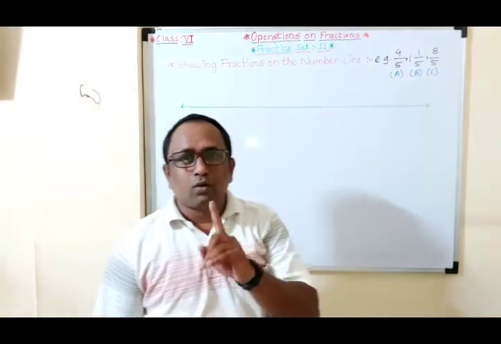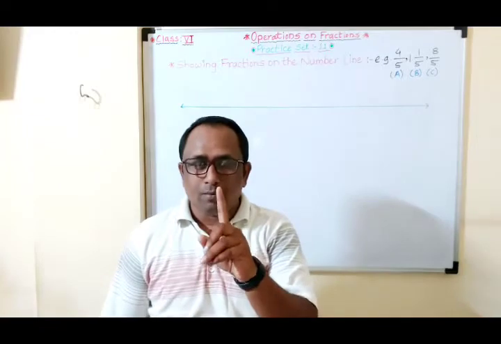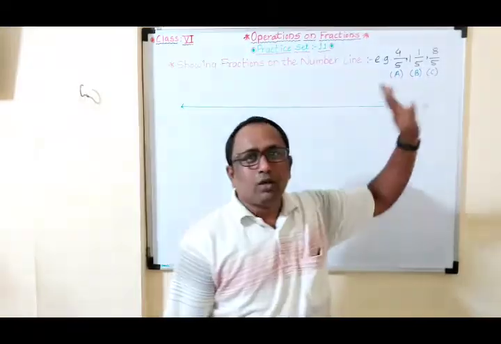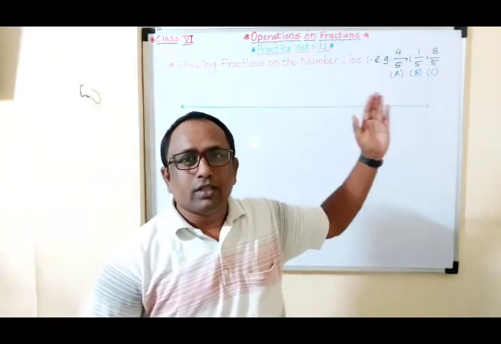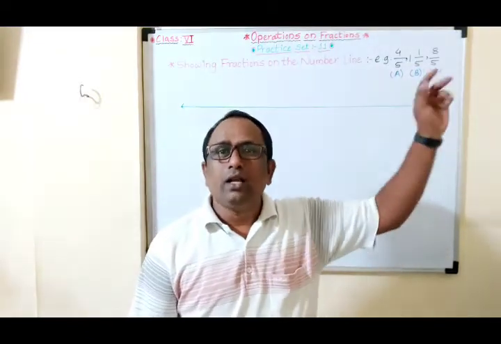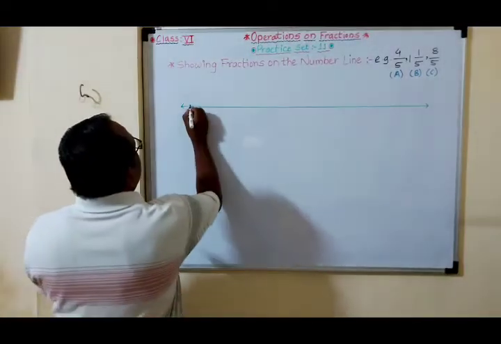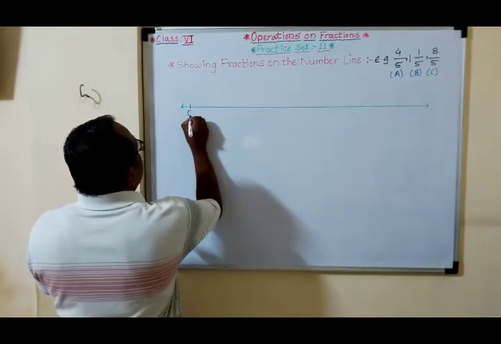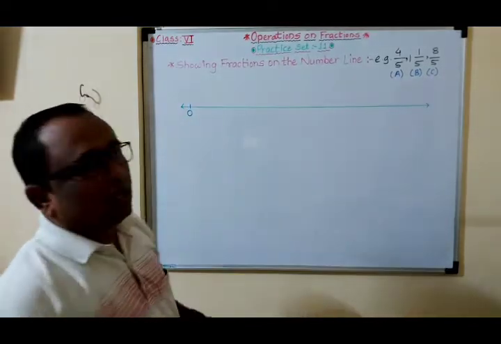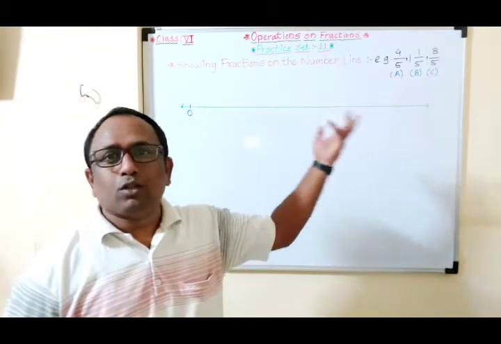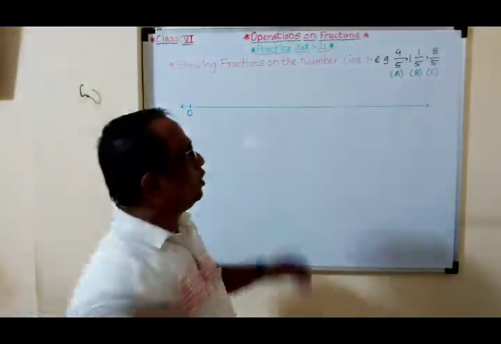First, whatever fractions are given, name them A, B, C according to the sequence. If there is one more, then give D. First you have to draw the origin, O or 0. Origin means 0. Now we are showing positive numbers, so we will show them on the right side.